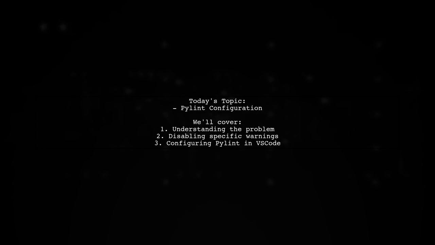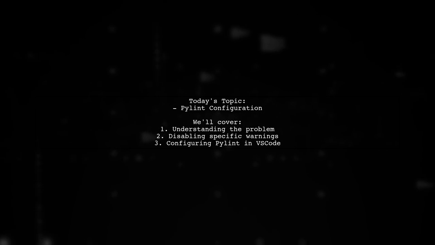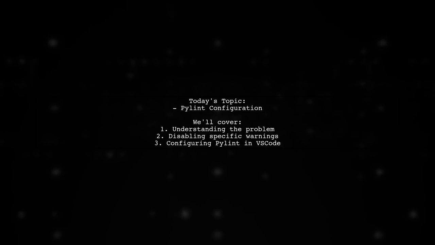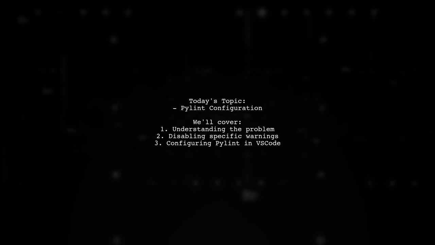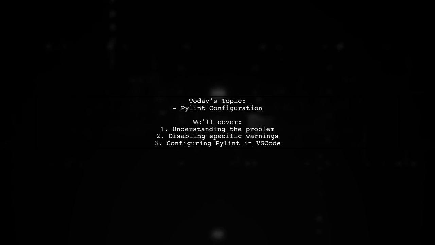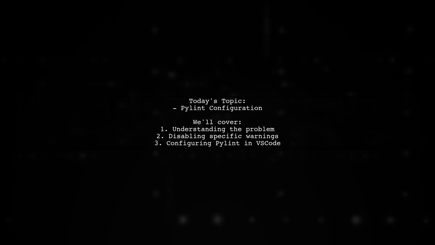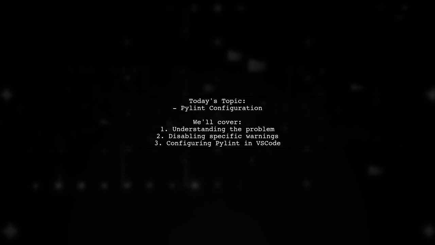Today, we're tackling a question that many Python developers using VS Code and Pylint might relate to. Our viewer is looking for a way to disable certain warnings that can be a bit too strict for their coding style. Specifically, they want to know how to turn off warnings for invalid variable names in short methods and the requirement for docstrings. Let's dive into how we can customize Pylint's configuration to make coding smoother and more enjoyable.